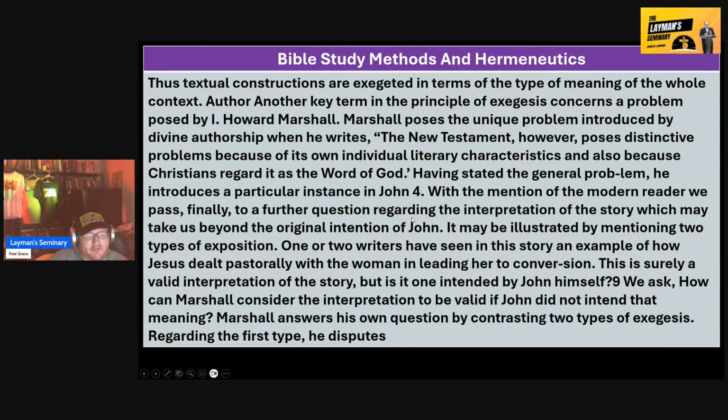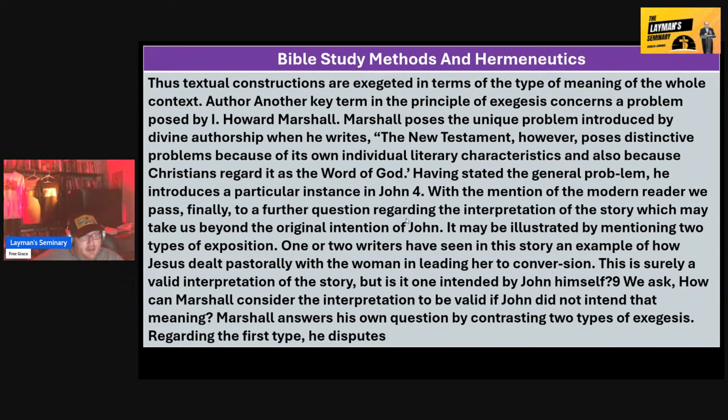Another key term in the principle of exegesis concerns the problem posed by I. Howard Marshall. Marshall poses the unique problem introduced by divine authorship when he writes, "The New Testament, however, poses distinctive problems because of its own individual literary characteristics and also because Christians regard it as the Word of God." Having stated the general problem, he introduced a particular instance in John 4.